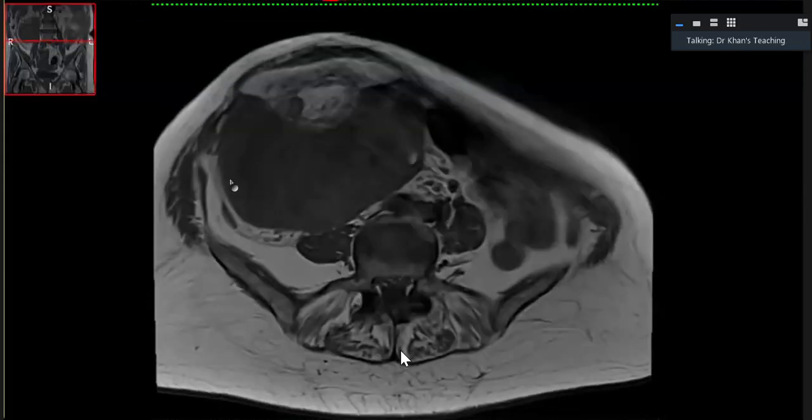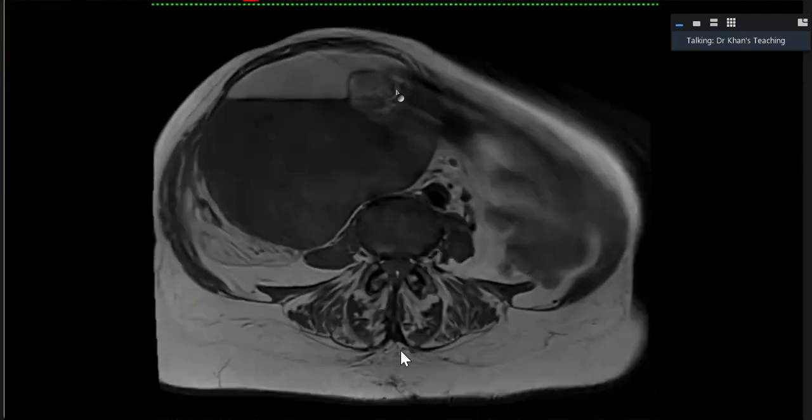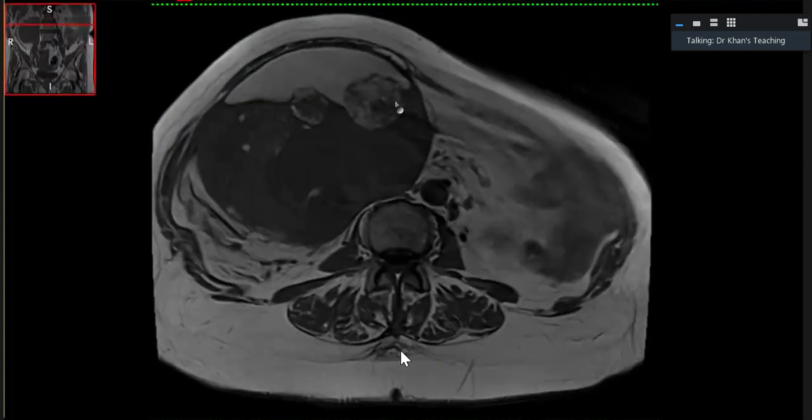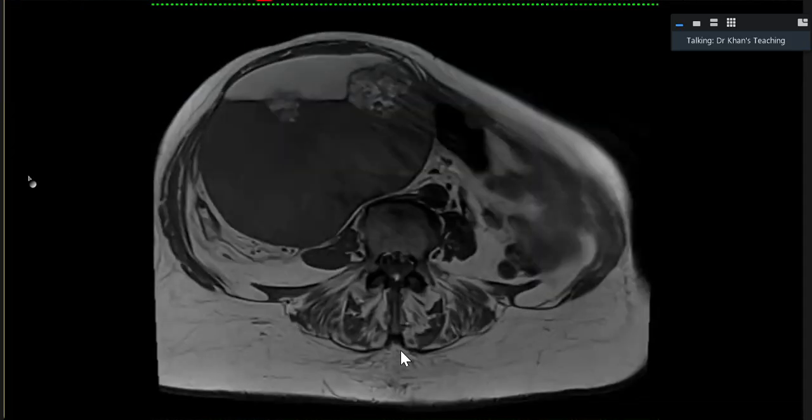Already. So this is a T1 weighted, non-fat saturated. And you can see that these components, which are bright, became low signal. And this one did not become low signal.